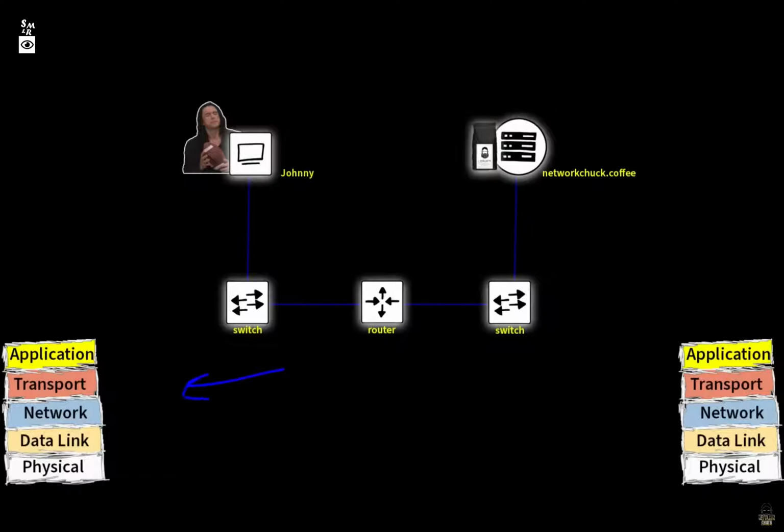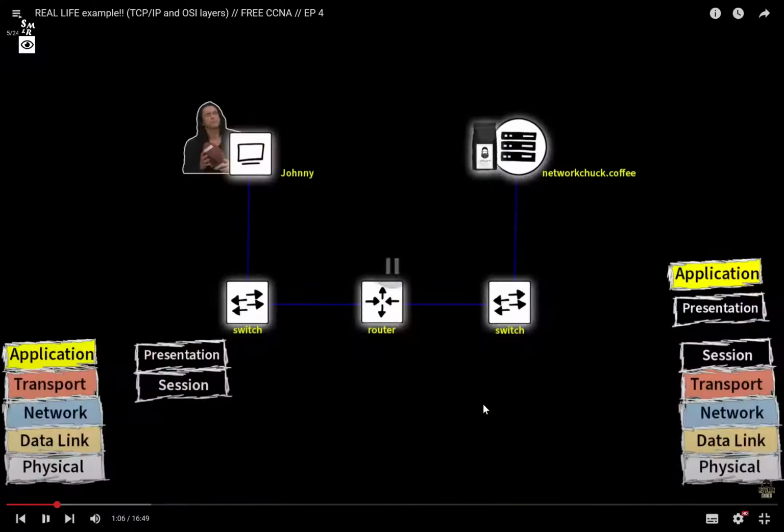Now, I'll say it again. In reality, we're using the TCP/IP model, which is this. But for reference, I'm going to use the OSI model. So I'll add in those extra layers, the session layer and the presentation layer. I've already done this. So do you remember everything? Yeah, pretty much.